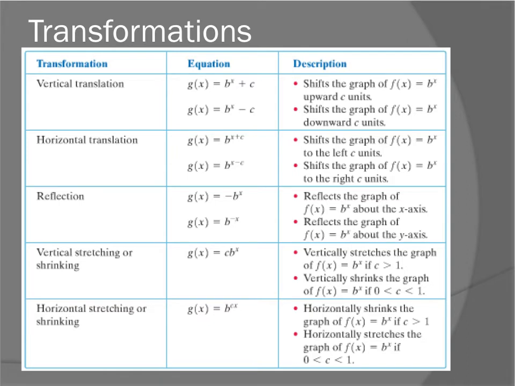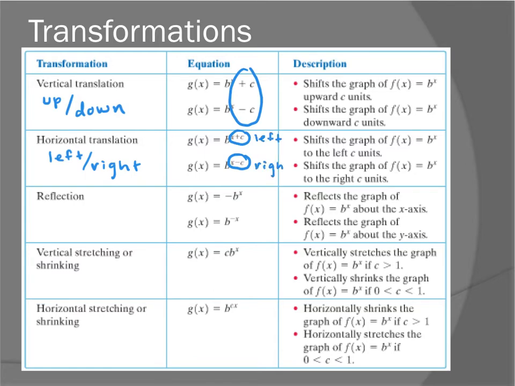If we add or subtract a number on the outside of our exponent, we have a vertical translation, meaning it's going to go up or down. So our graph is going to either shift upward or shift downward. If we add or subtract a number to our x, so directly happening to that exponent, we are going to shift it left or right. So if we add a number, we're going to the left. If we subtract a number, we're going right.